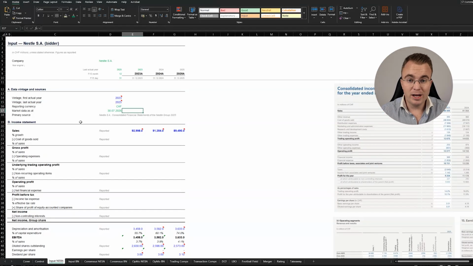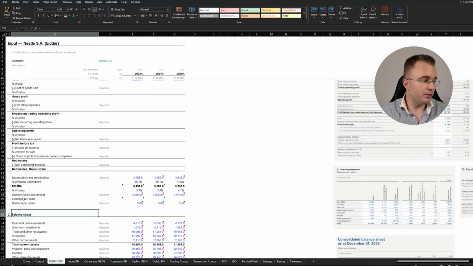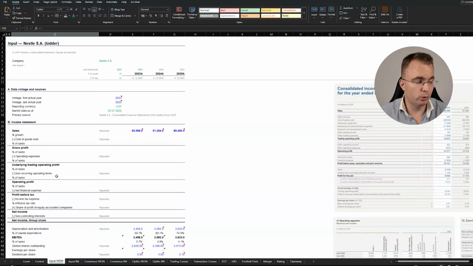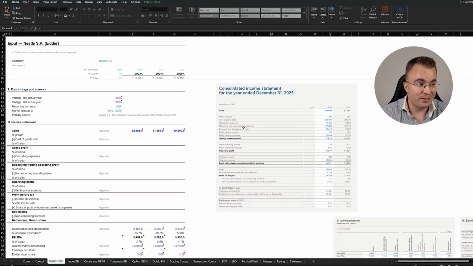Next, we have to manually come up with the income statement, balance sheet, and cash flow statement using the actual reported historicals. And you do that, as I said, manually, or nowadays you can also leverage AI to get it in there for you. But I'll just show you for a few line items how this is done typically.